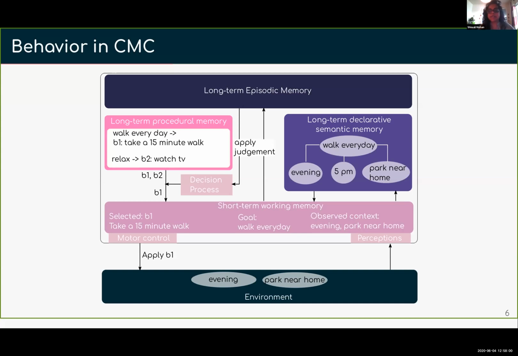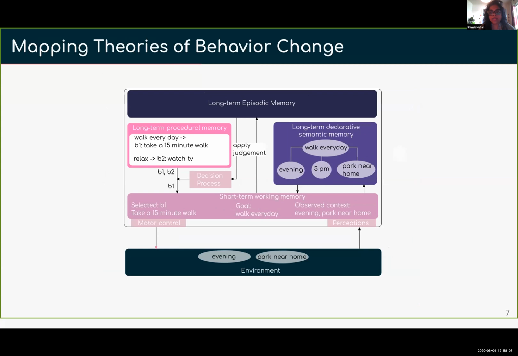So this was sort of my understanding of if a behavior had to arise in the common model of cognition, this is how it would happen. And what was super interesting to me was that when I started reading the health behavior change literature, I started identifying all the behavior change strategies that align with different parts of the common model of cognition.